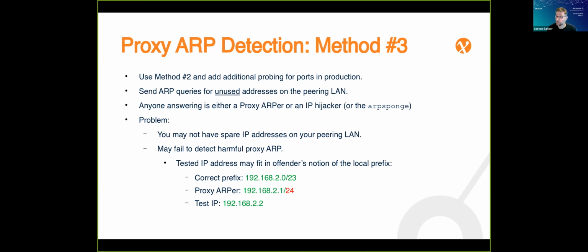You may, first of all, not have spare IP addresses on your peering LAN to do this. And it may still fail to detect harmful proxy ARP. Because if your tested IP address actually fits in what I would call the offender's notion of a local prefix, it would not answer. So suppose you have a /23 prefix on your peering LAN, and your proxy ARPer has configured a /24, and his IP address happens to be in the lower half of the /23, then if your test IP is in that same lower half, it will not trigger the proxy ARP. So you can catch some of the bad cases, but not all of them.